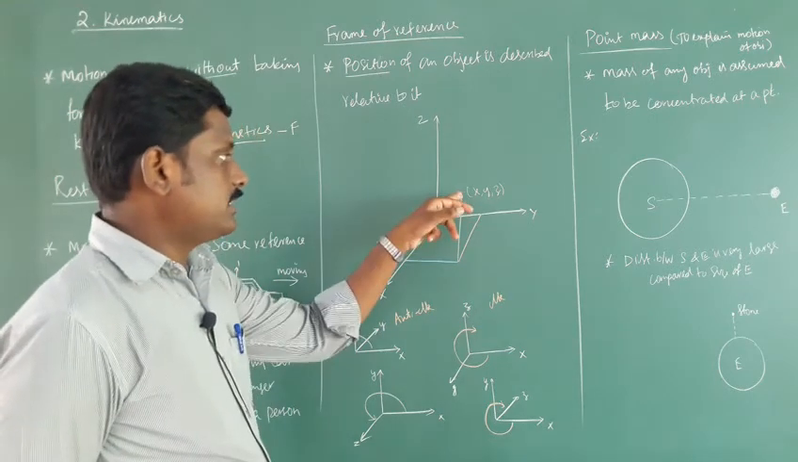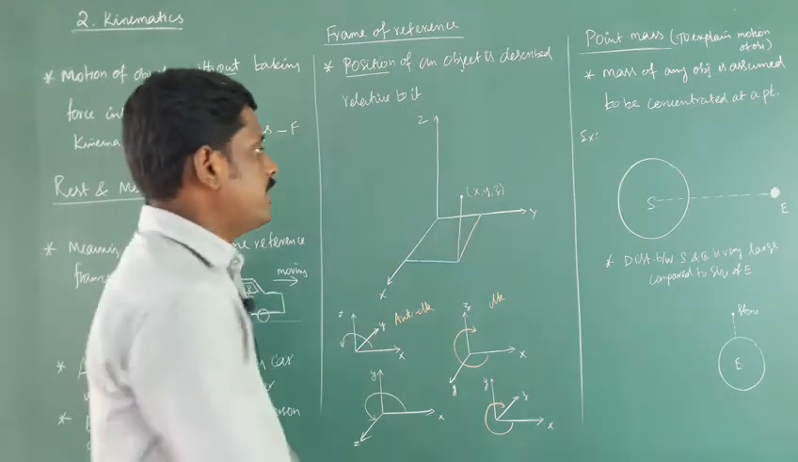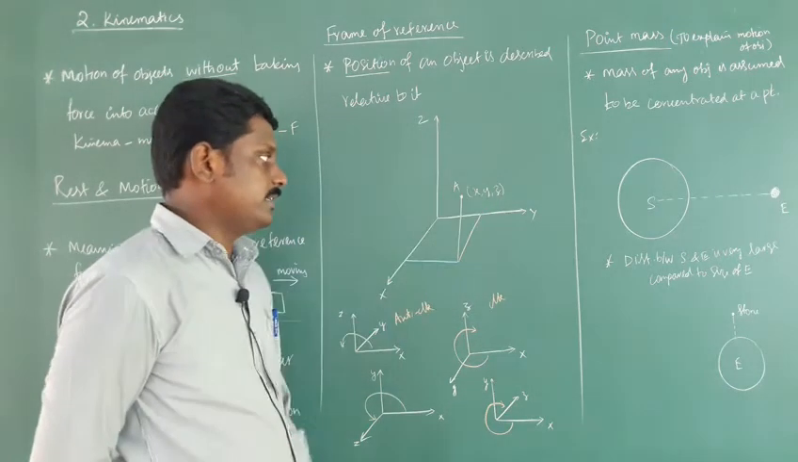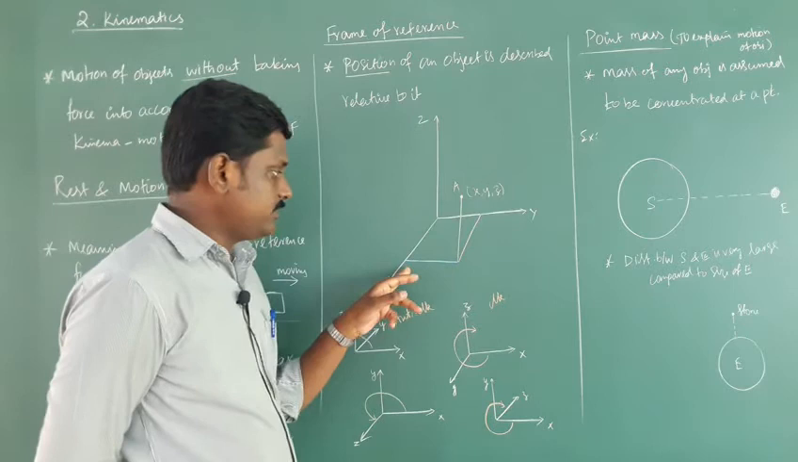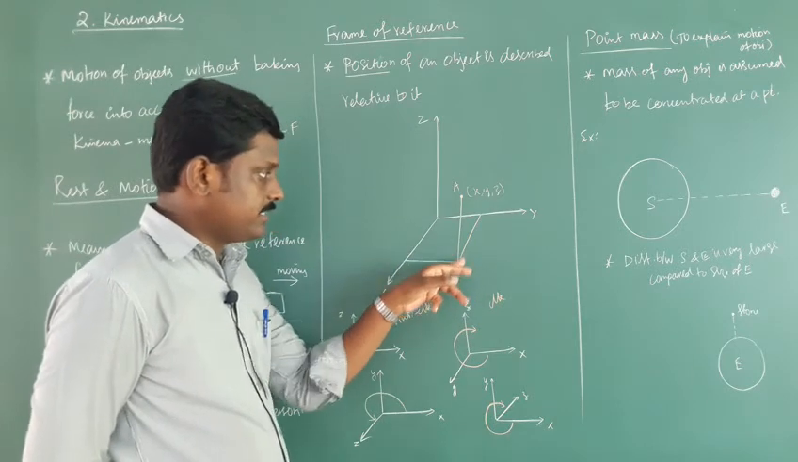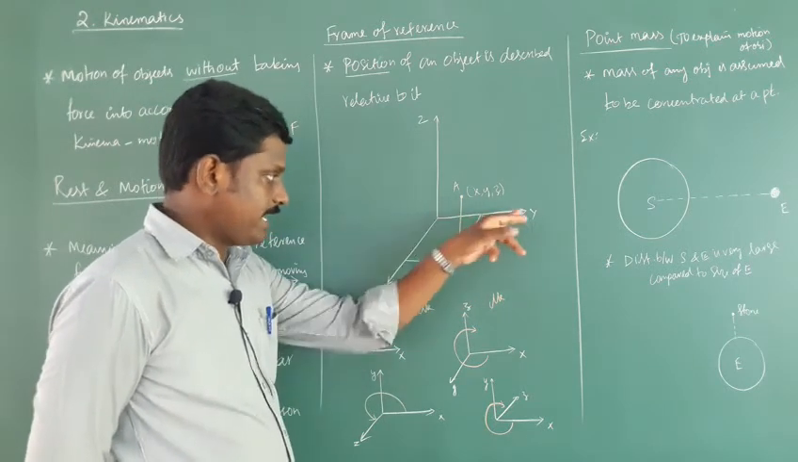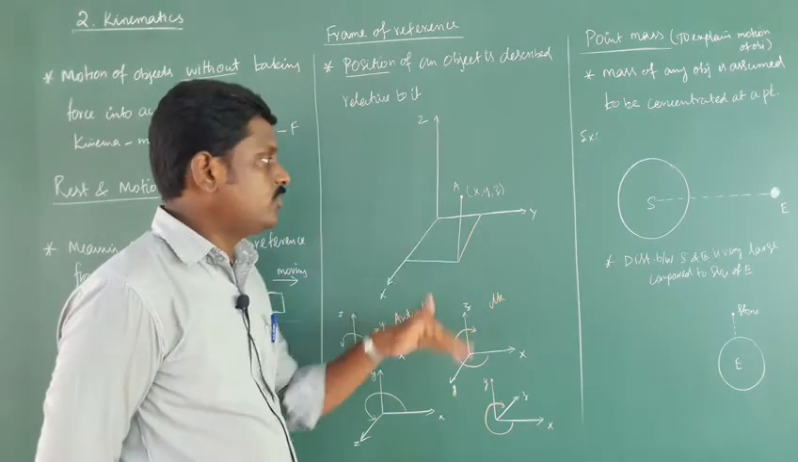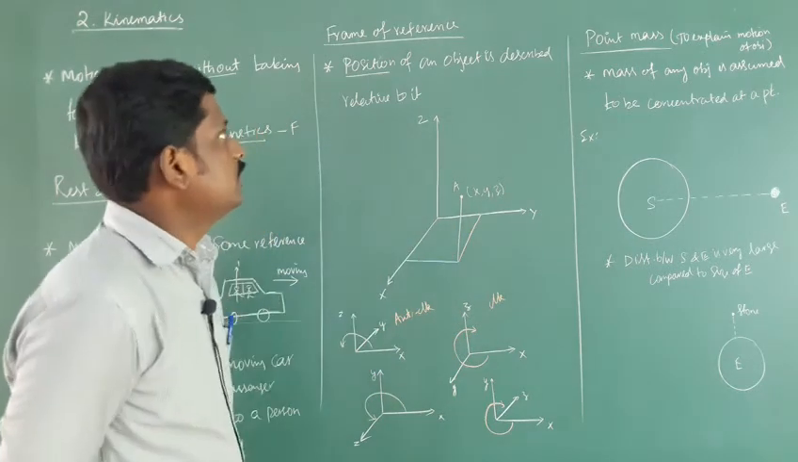The particle is at that point, which we consider as A. That point has coordinates x, y and z. So x distance here, then y distance, then z distance. Here x, y is a surface, and z shows the height, at what height the object is placed.